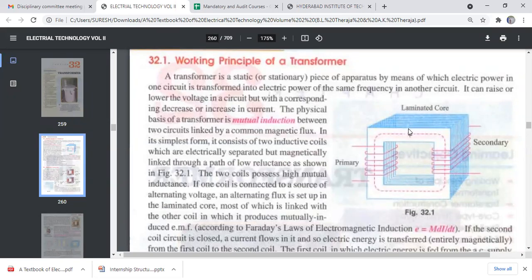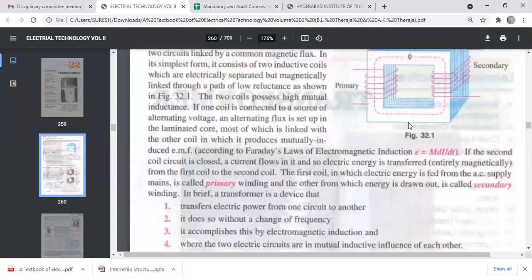Then we are getting the iron piece. These are called steel laminations, silicon steel laminations. Laminated core means laminations. Each sheet is called one lamination. 2000 sheets are called 2000 sheet laminations. That's why it is called laminated core.